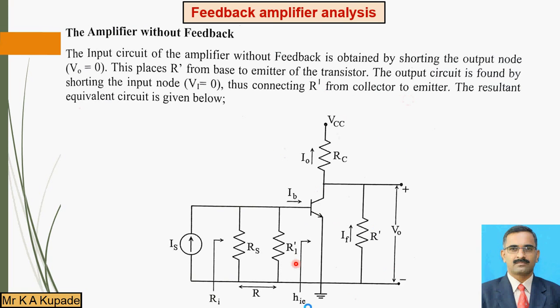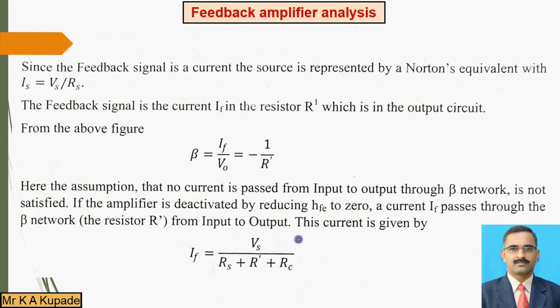we get the resultant equivalent circuit like this. Here IF is flowing through this particular R dash. RI, the input resistance, is considered like this, and R dash is considered here. From this equivalent circuit, we are going to analyze how the relation is developed.